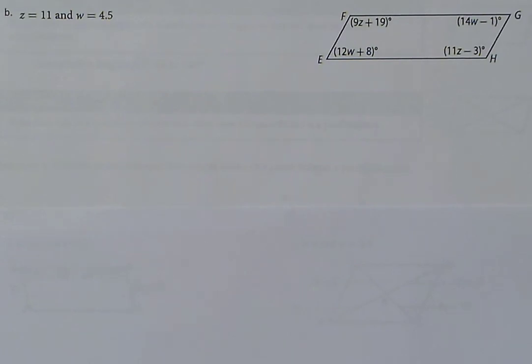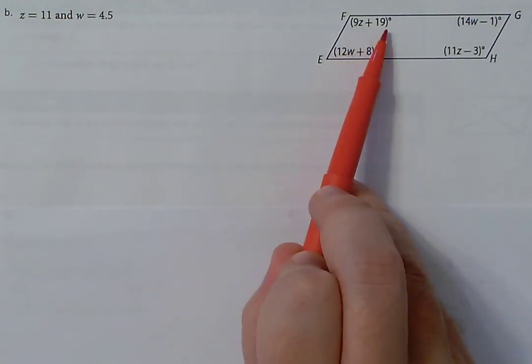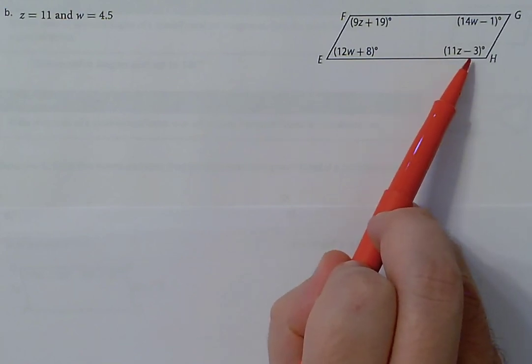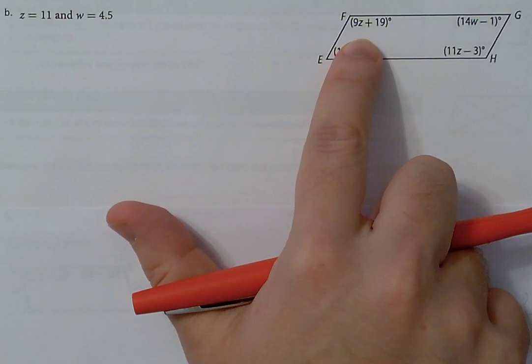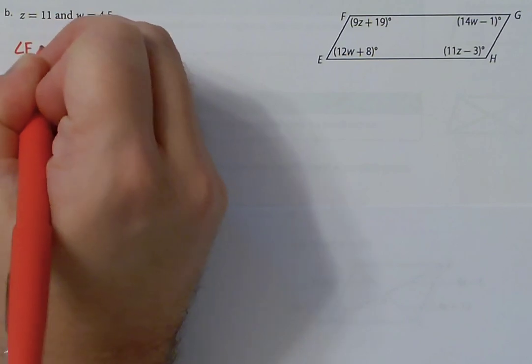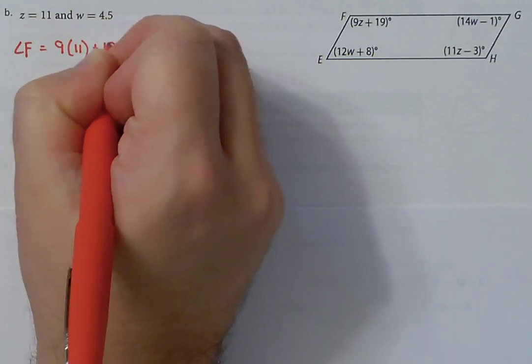Now, because we're going to look at all 4 angles, the most straightforward one would be to see if opposite angles are congruent. So first, let's focus on Z because that's the first number. We're going to take 11 and plug it into any expression that involves Z. The 2 that involve Z are F, which is 9Z plus 19, and H, which is 11Z minus 3. So let's first take a look at angle F, this 9Z plus 19. 9Z would be 9 times 11 plus 19.